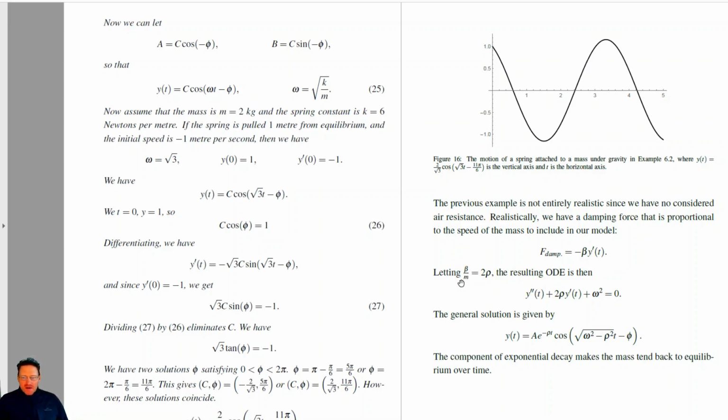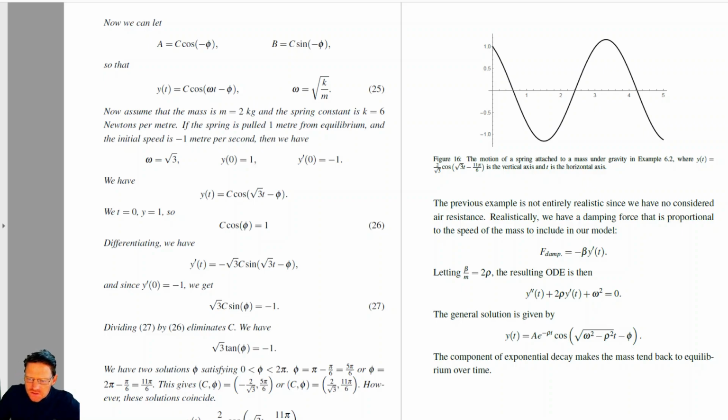Okay, so if we let beta on m be equal to 2 rho, then the resulting ODE is of the form y double dash plus 2 rho y dash plus omega squared y equals 0. Hang on, I think that should be omega squared times y. So it's page 60, omega squared y equals 0. It's amazing when you go through this again that you find a number of typos that you didn't see when you wrote this thing.